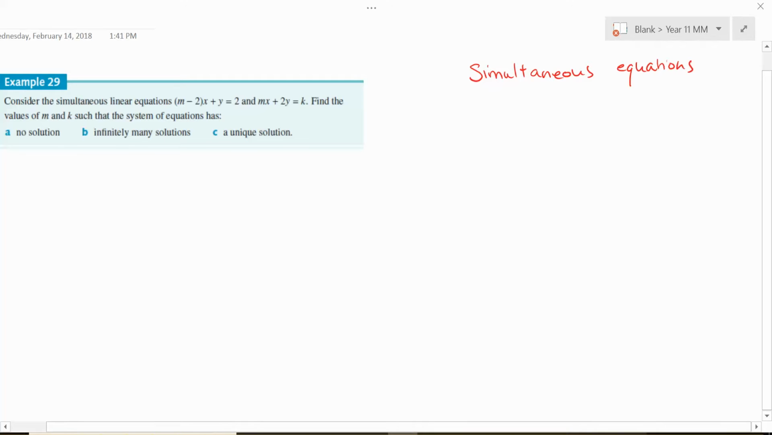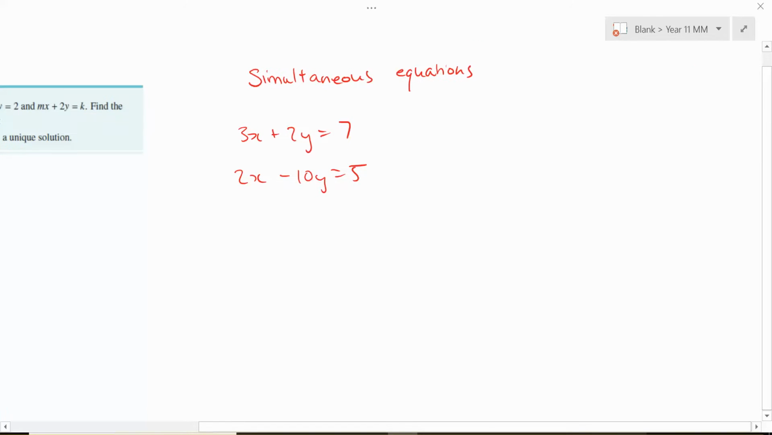So remember yesterday I gave you an example. I said, let's say you had 3x plus 2y equals 7, and then 2x minus 10y equals 5. And you solve for it and you get x and y. What does that tell you? What are you finding? The intersection of the two lines. Fantastic. Remember, simultaneous equations, all you're doing is you're finding the point of intersection of two lines.